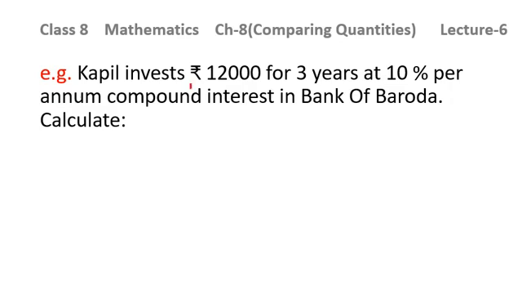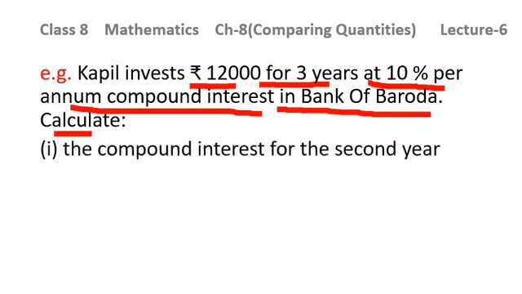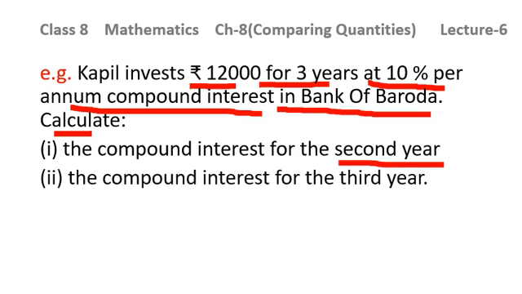A couple invests rupees 12,000 for 3 years at 10% per annum compound interest in Bank of Baroda. We need to calculate the compound interest for the second year and the compound interest for the third year. So what is the principal here? 12,000 rupees. Time 3 years. Rate of interest is 10% per annum, and we need to calculate the compound interest for the second year and third year.